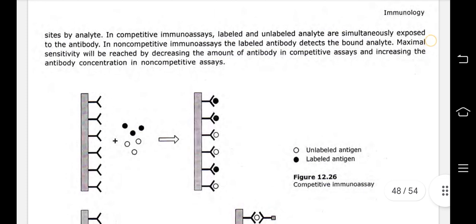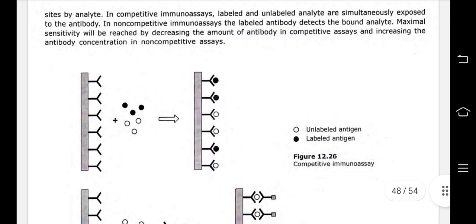So maximal sensitivity will be reached by decreasing the amount of antibody in competitive assays and increasing the antibody concentration in non-competitive assays.